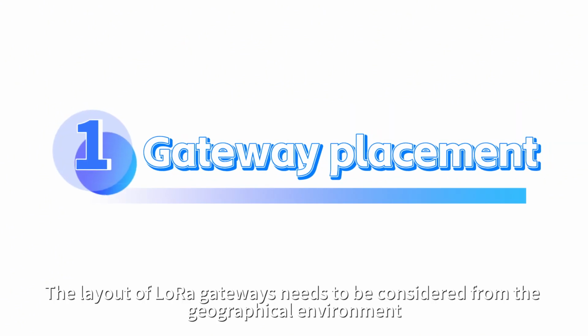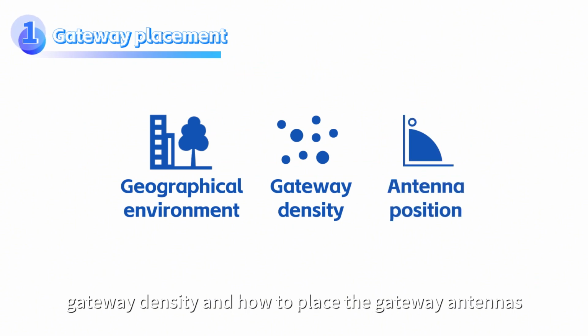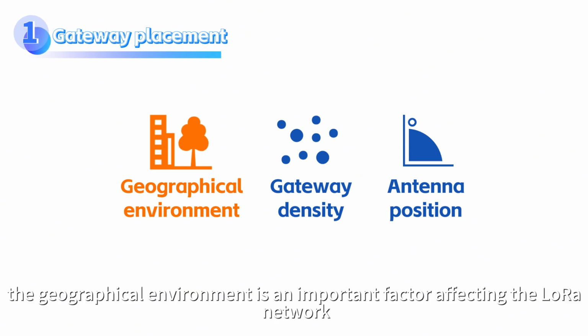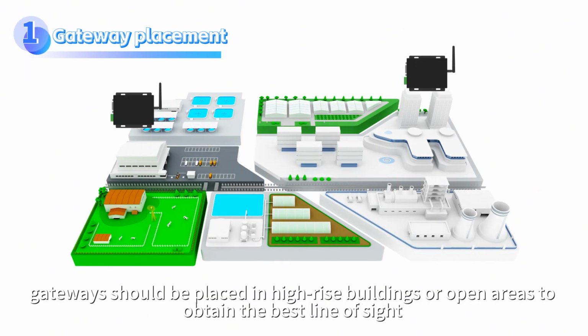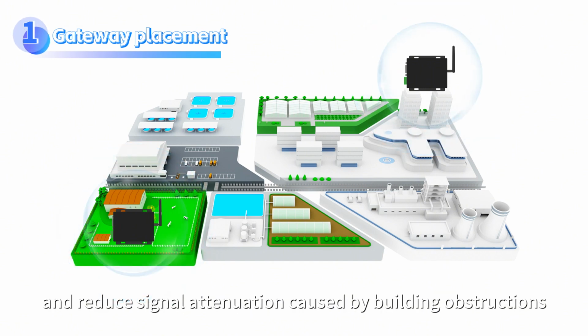1. The layout of LoRa gateways needs to be considered from the geographical environment, gateway density, and how to place the gateway antennas. First of all, the geographical environment is an important factor affecting the LoRa network. In urban environments, gateways should be placed in high-rise buildings or open areas to obtain the best line of sight and reduce signal attenuation caused by building obstructions.